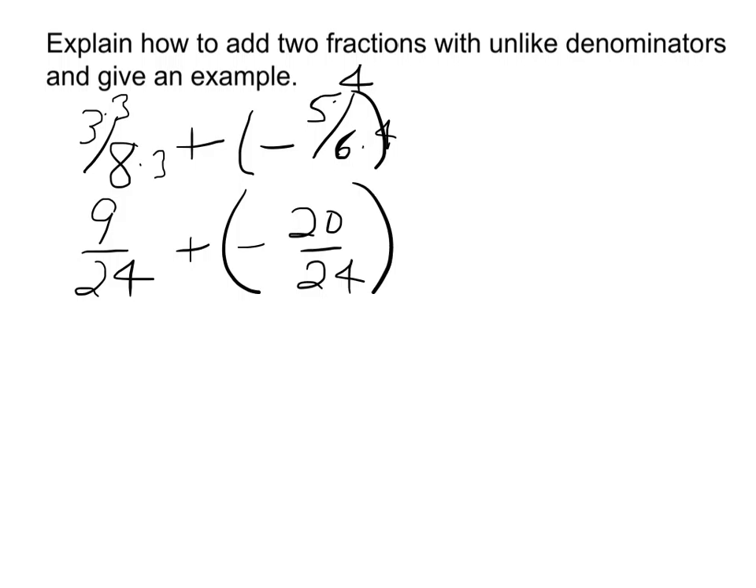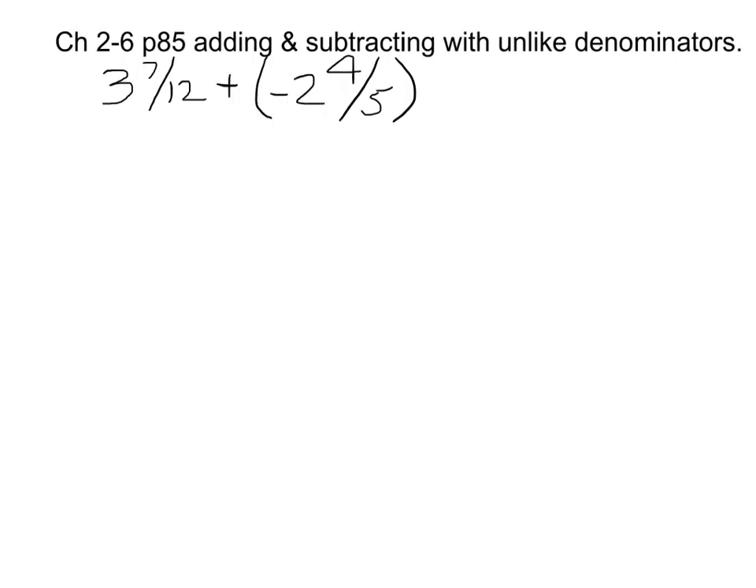And now we have 9/24 plus negative 20/24. So we're going to subtract. 20 minus 9 is 11. Our denominator stays 24, but it's negative 11, so don't forget that. So negative 11/24.